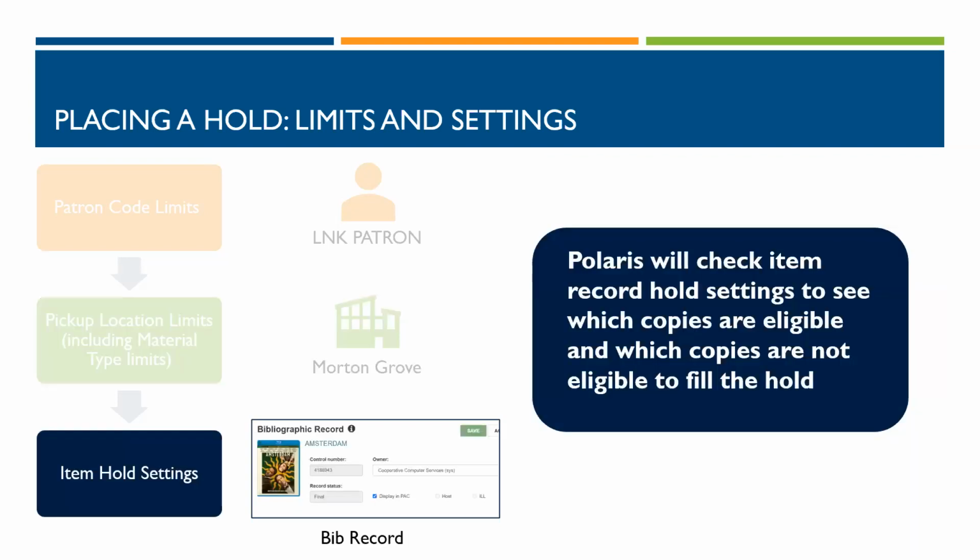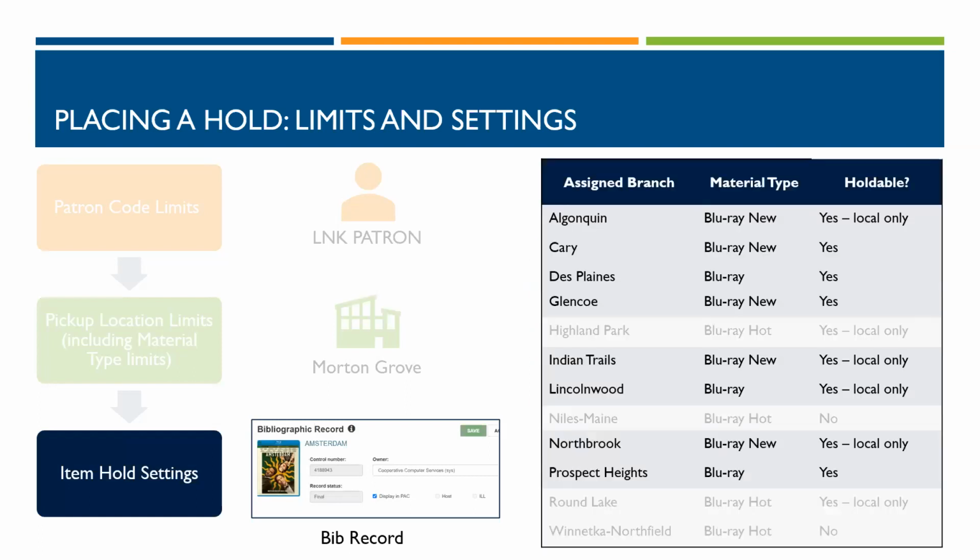And then the final thing is Polaris is going to check those settings on those item records to see what is eligible to be held and what is not eligible. So now it's going to exclude items that are not holdable at all, or items from other libraries that can only be held by local patrons at this time. And so after looking at those limits and settings, it now knows which items will be eligible to fill the patron's hold at this moment. So at this time, Polaris is going to finish placing the hold, and it's going to source from one of these copies.